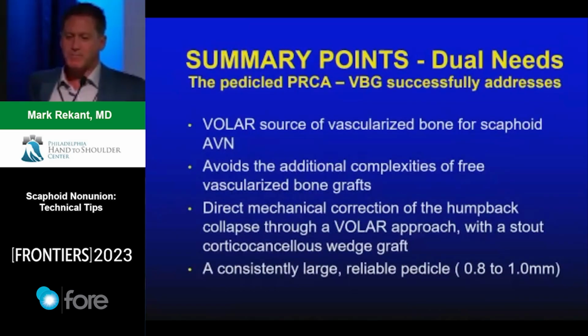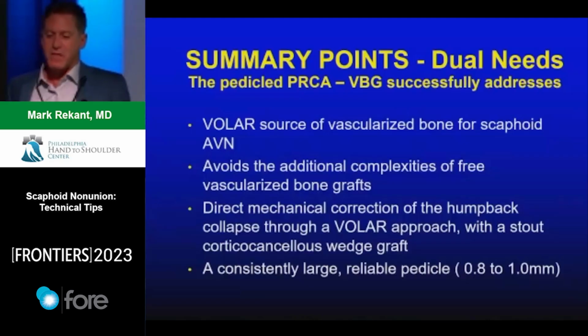So in summary, you can use the volar side of the distal radius for graft if you need to. I think it's a little bit simpler than doing that 1-2 Zaidemberg graft, which really is a big hit. Avoids the extra complexities of other grafts. And again, really the key is just making sure that you have reduction and stabilization.